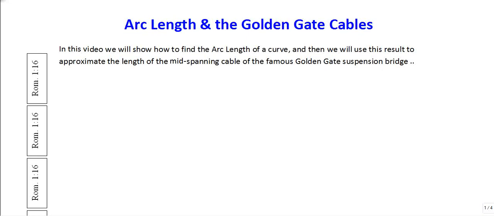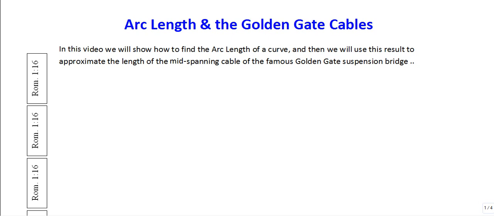Hello, we're going to now look at developing an equation for finding the arc length of a curve. And after having done that, we're going to use that equation to actually solve a problem. We'll look at the problem of trying to determine the length of cable that is required in the midspan portion of the famous Golden Gate Bridge located in San Francisco, California. All right, so let's begin with the first part.